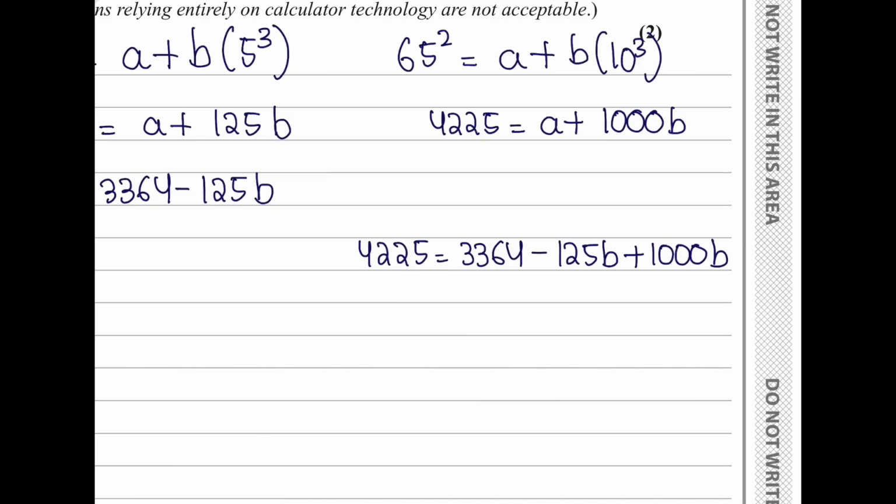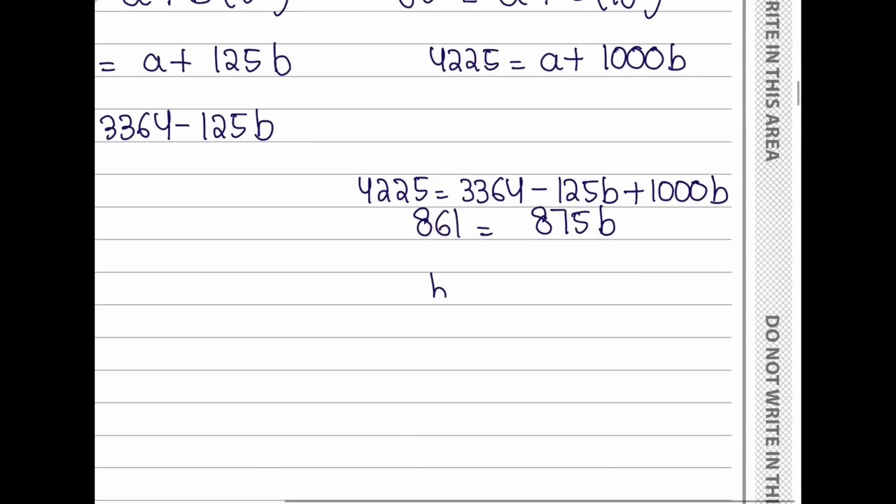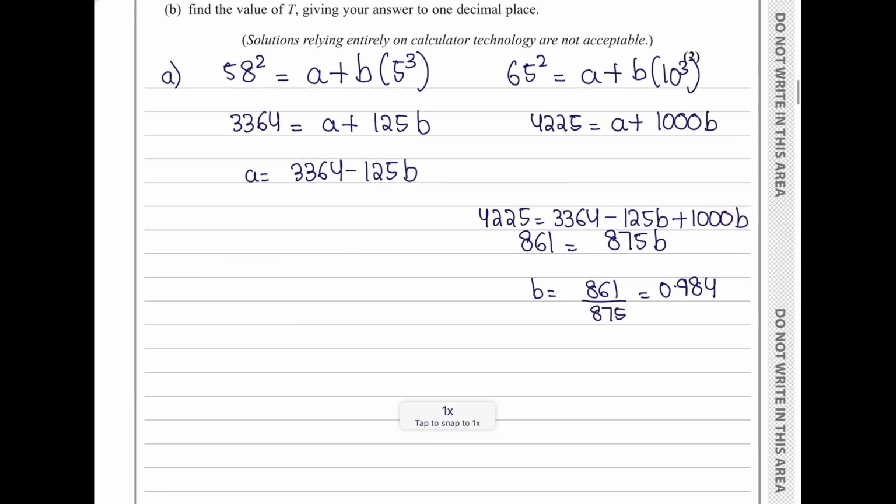So 4225 minus 3364 is 861, which is equivalent of negative 125 plus 1000, so that's going to be 875b. After that, in order to find the value of b, what I would do is 861 divided by 875. b is equivalent of 861 divided by 875, which is 0.984. All right, I hope this is clear.